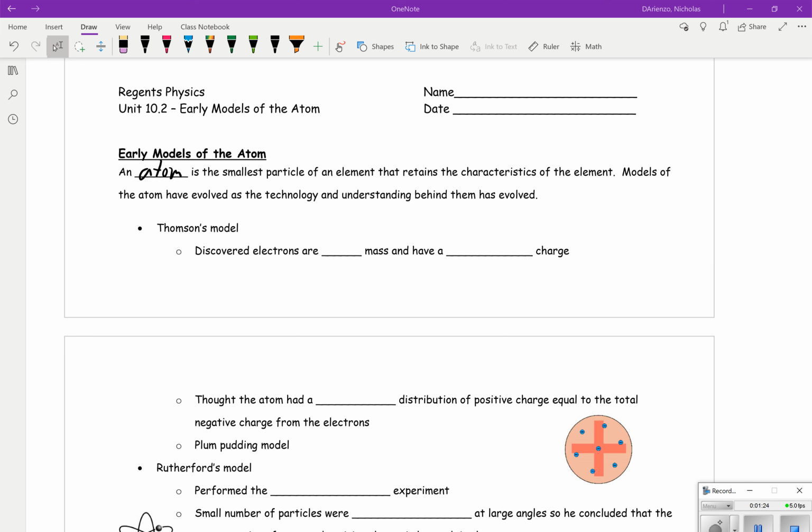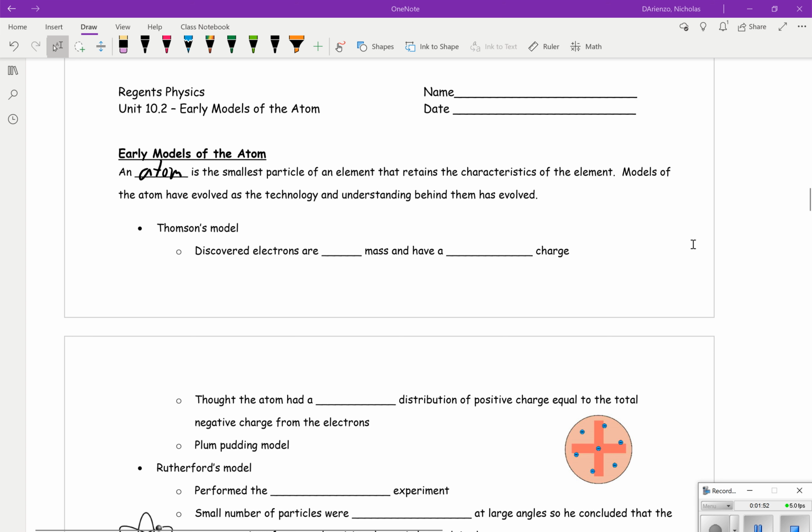Now, these models have changed over time, really because the technology that has been used to study them and develop these experiments has changed over time as well, which has allowed some different experiments to occur as we've had greater technology to help increase our understanding of this very unknown particle of matter, the atom.